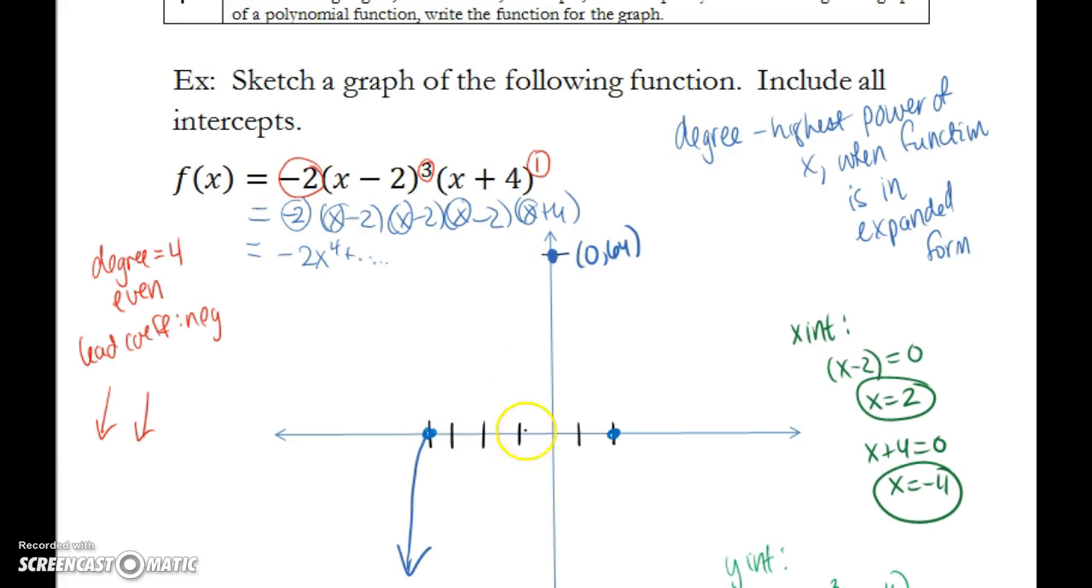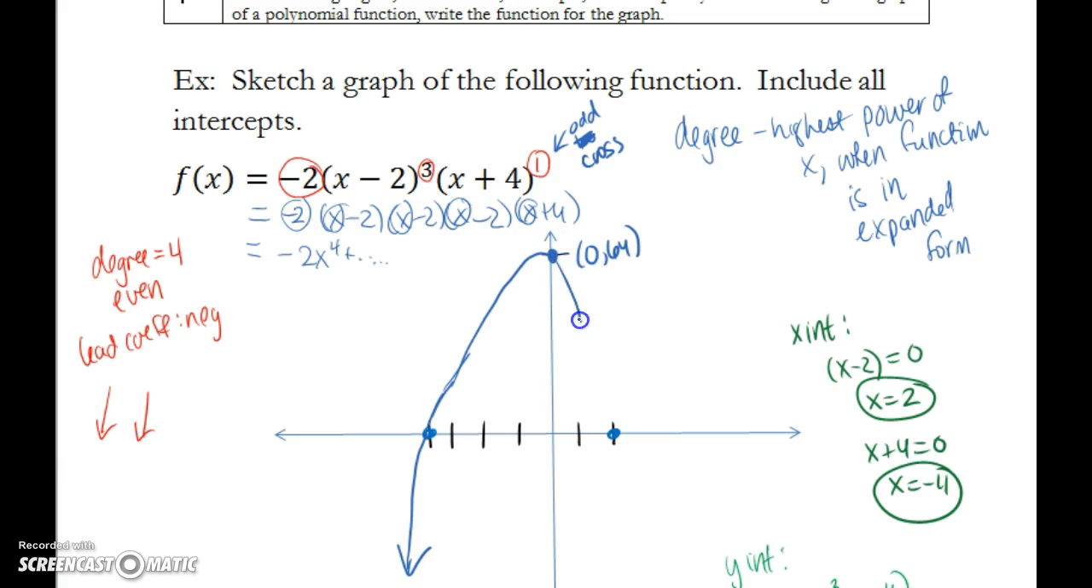So we take a look at the factor. This is -4, so x plus 4 is the factor. And the fact that it is odd tells us we're going to cross through the x-axis at that point. So we're crossing through the x-axis. Where do we go? Well, we have a y-intercept of 64, so we have to go to that.